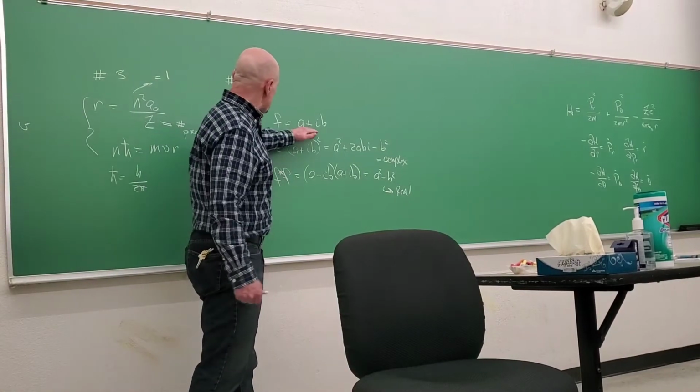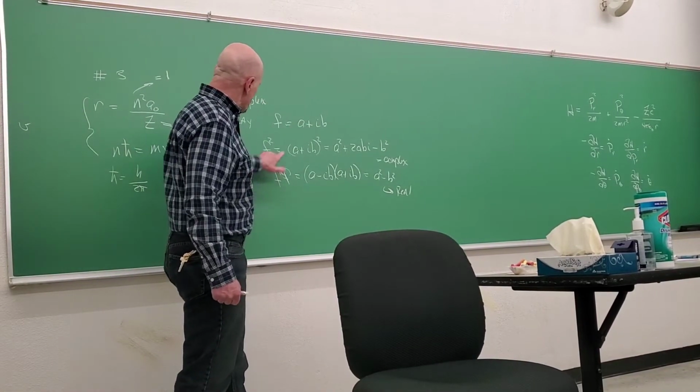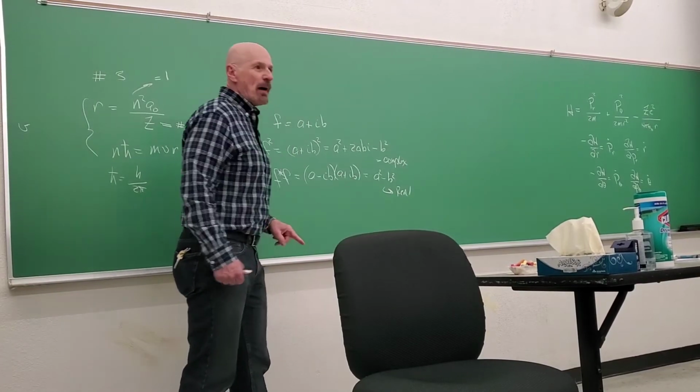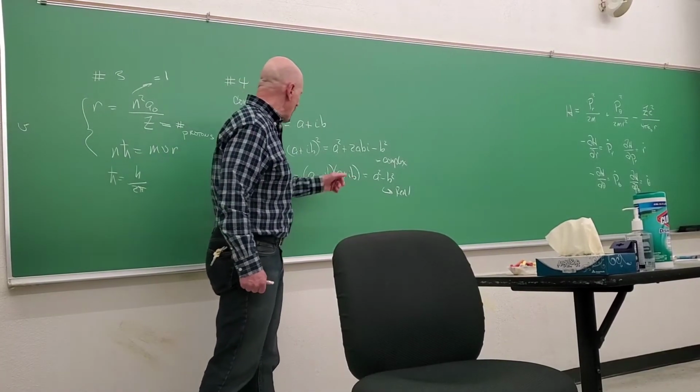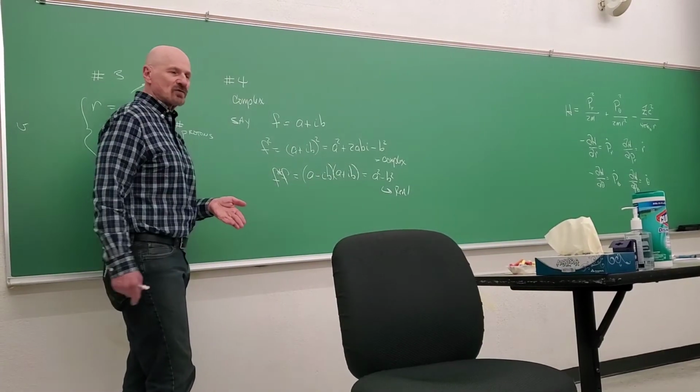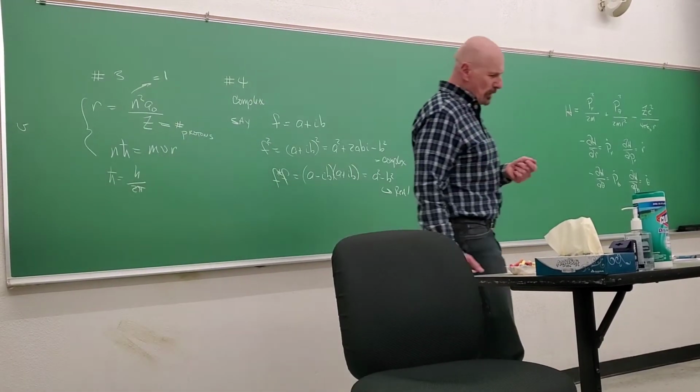So in this particular example, I take the complex conjugate, I change the i to a negative i, then I multiply by the value back. So here one has a negative, one has a positive, and when you do that, the cross terms go away, you have a real answer.